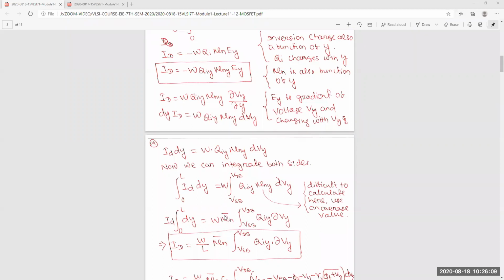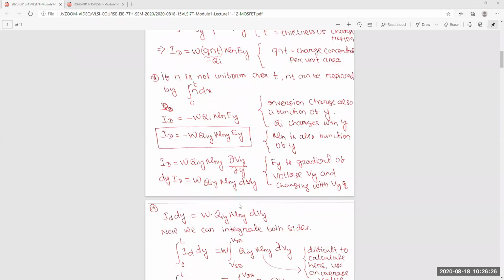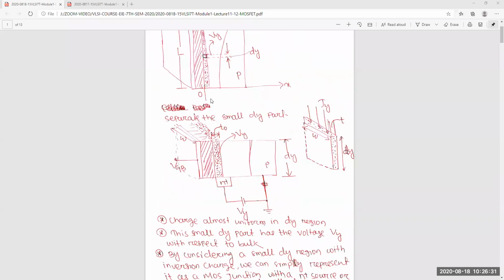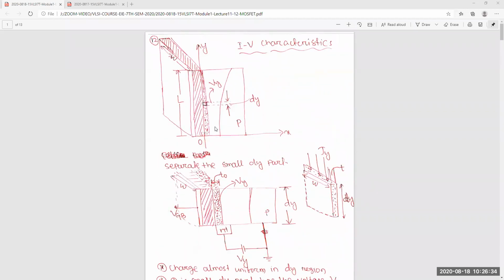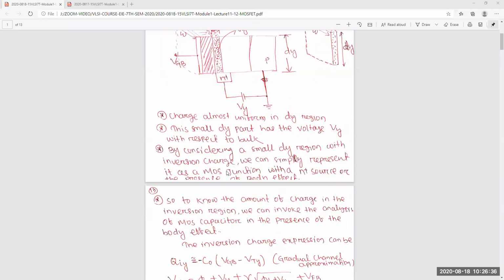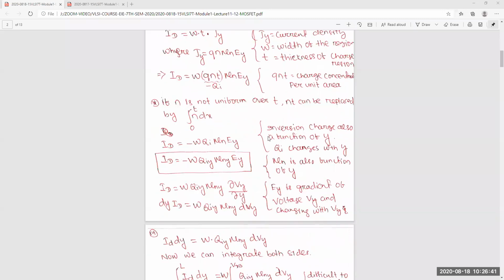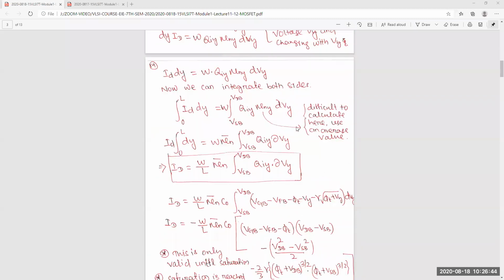We can take it as mu_n average, because it's changing, though you are taking it as a constant. So finally you can say it's an average mu_n. Okay, so W mu_n. Now V_SB to V_DB. Why? Because at 0, the starting point, the voltage is V_SB and this point is V_DB. So that's why the limit is V_SB to V_DB, Q_I(y) dV_y.